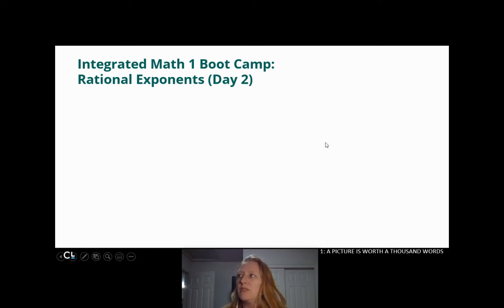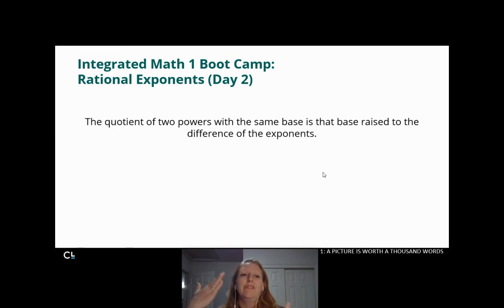So to get things started for today, let's talk about the quotient of two powers. If you're dividing two powers with the same base, the quotient of two powers with the same base is that base raised to the difference of the exponents. Now, last time we said if it was a product of two powers with the same base, we added the exponents. Now we're saying if we're dividing two powers with the same base, we're going to subtract the exponents. Now, I should warn you, it's always the upper exponent subtracted by the lower exponent.